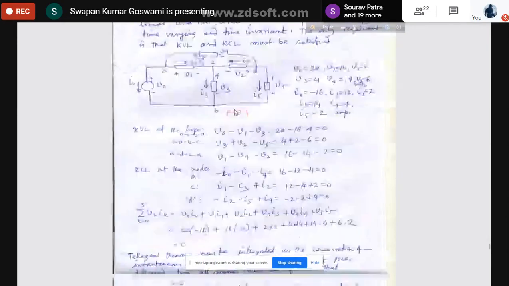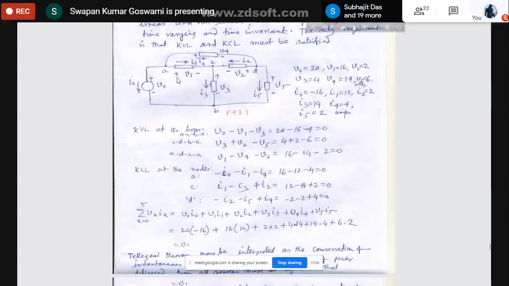Okay, now let us consider an example. A simple circuit is there, having a voltage source, then an impedance, another impedance here, another impedance here, and this is the impedance. So there are 1, 2, 3, 4, 5, and 6.